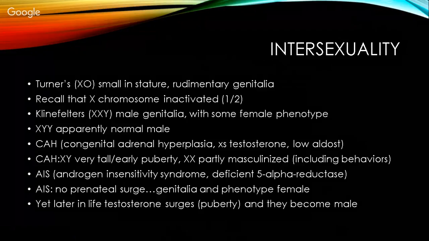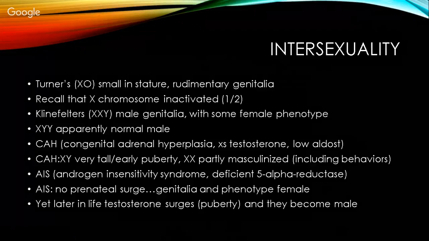With that Y added in, the patients do have male genitalia, but they have some female phenotype because of the double X. And XYY looks very normal. There were some studies that I remember hearing about in medical school, wondering whether there was some hypercriminality and things like that with extra Y chromosomes. That didn't pan out. It's not actually reproducible data. So it's apparently normal. The extra Y doesn't seem to make any difference.